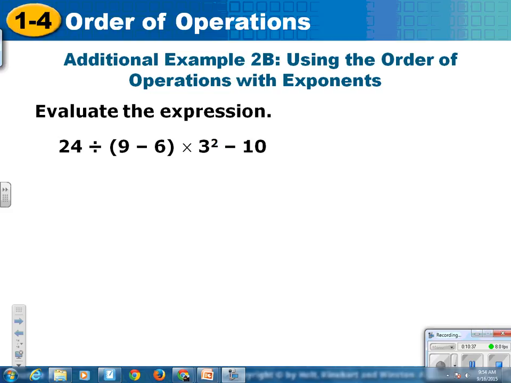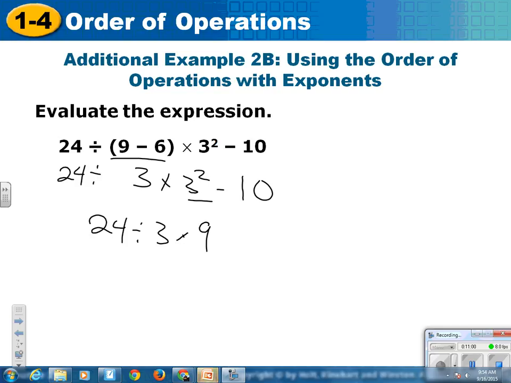All right. So here's the situation. This comes first because it's in parentheses. So this is 3. We rewrite everything around it. Times 3 to the second minus 10. Next, exponents. This is 9, not 6. 24 divided by 3 times 9 minus 10. Our next step is multiplication and division together, and we do it left to right. So we do all of that together. 24 divided by 3 is 8, times 9 is 72, minus 10 is 62.